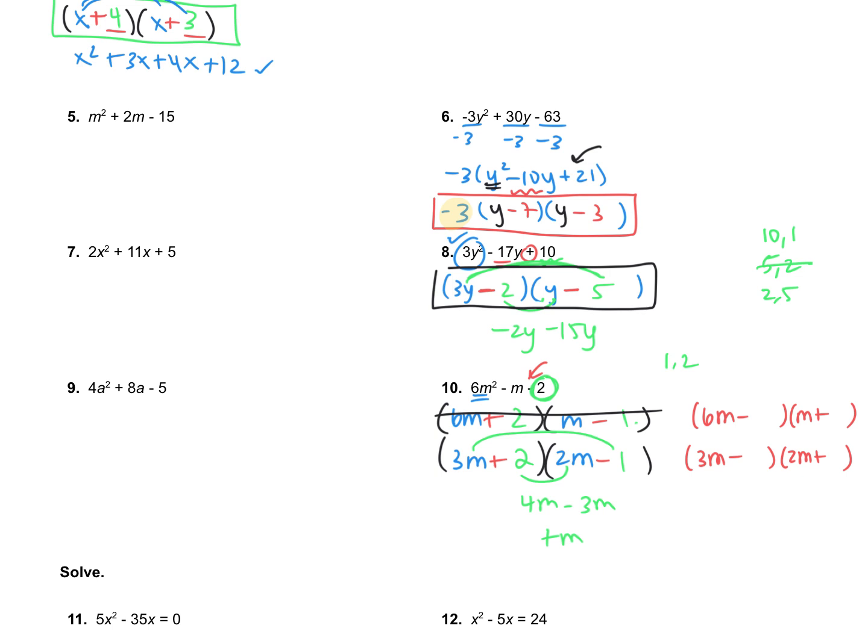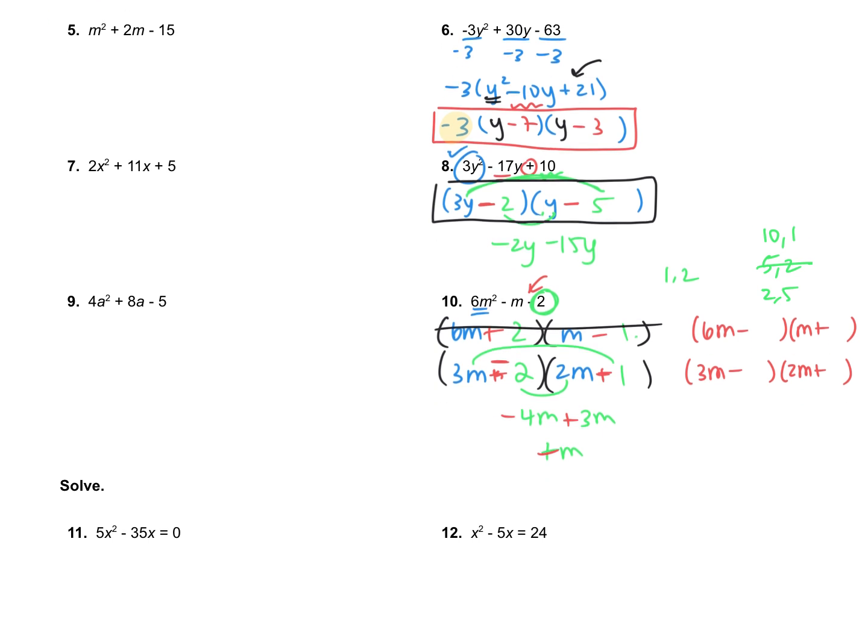Maybe what we try instead is, what if I made the 2 negative and the 1 positive? Now, it's a negative 4m, and it's a positive 3m, which gives me that negative m that I wanted. So that one ends up being 3m subtract 2 and 2m add 1. That ends up being the final answer.